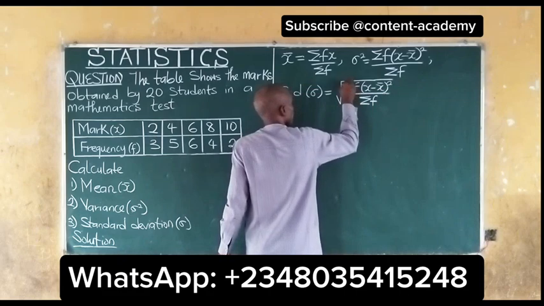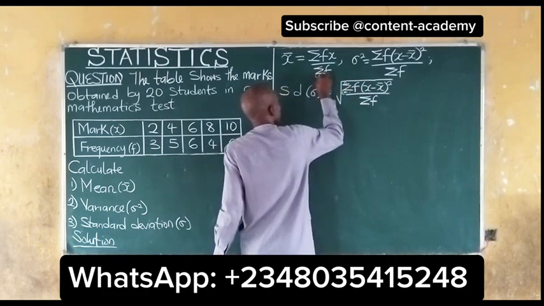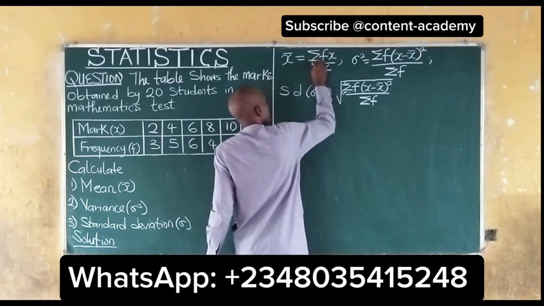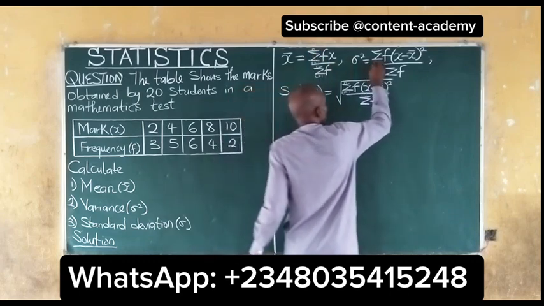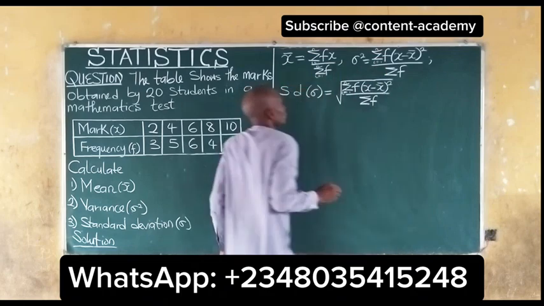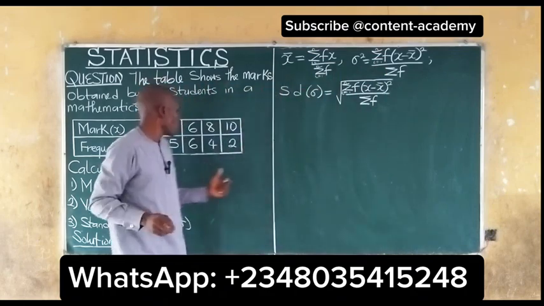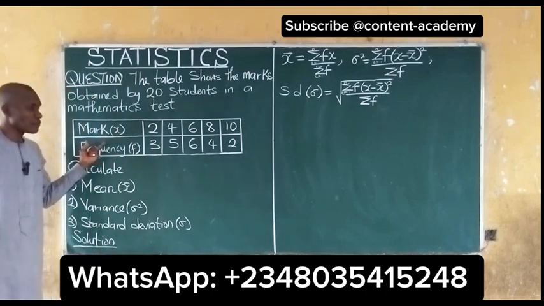Here, i runs from 1 to n. So this is what we use in computing the table given.